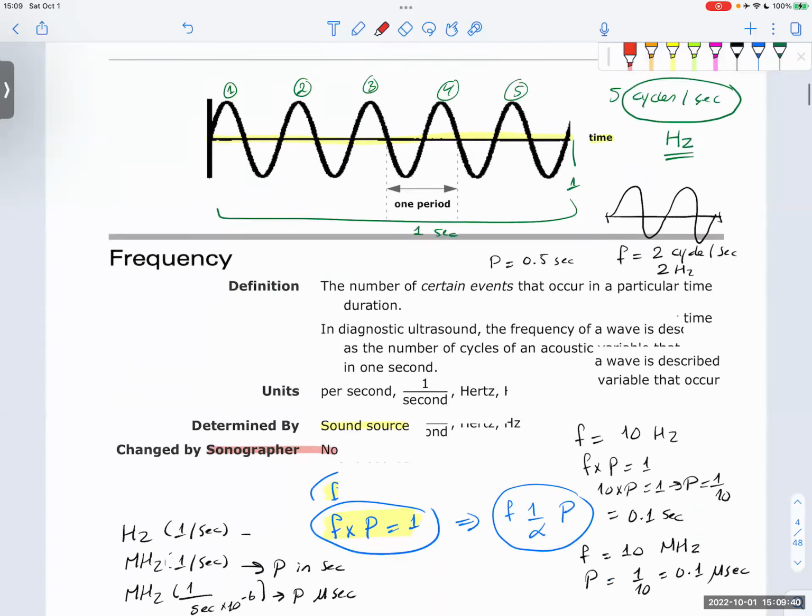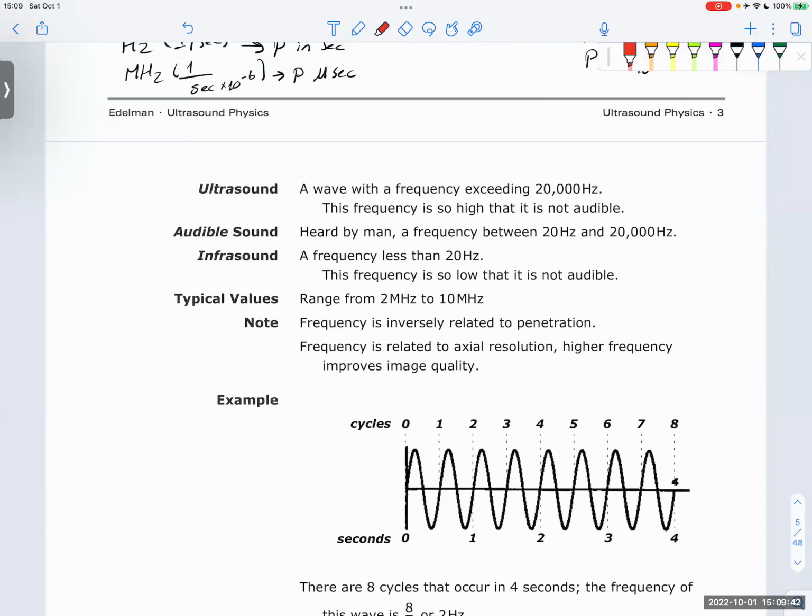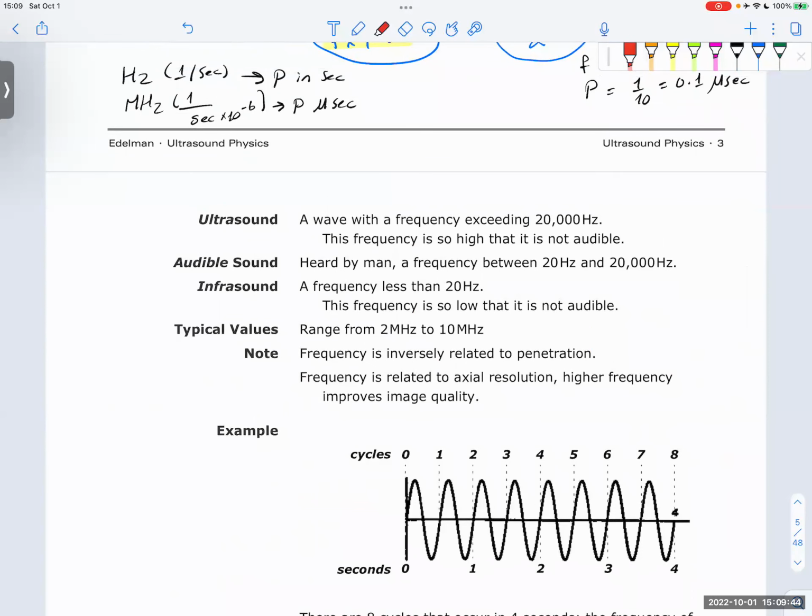Now, in the real world, as we said before, by definition, the sound we hear is between 20 and 20,000 hertz, and ultrasound is anything above 20,000. In the real world, machines typically use ultrasound frequencies ranging between 2 and 10 megahertz.